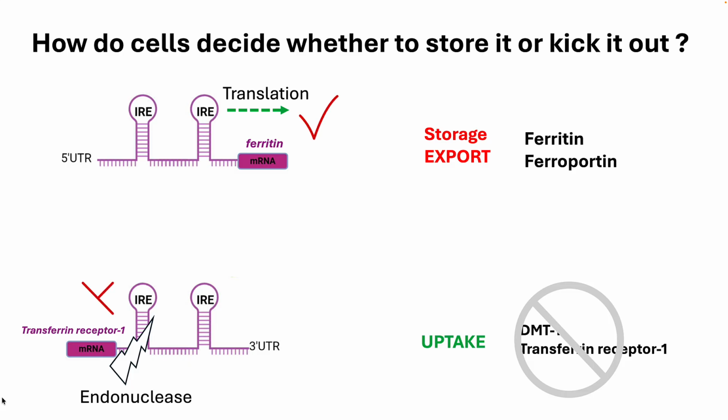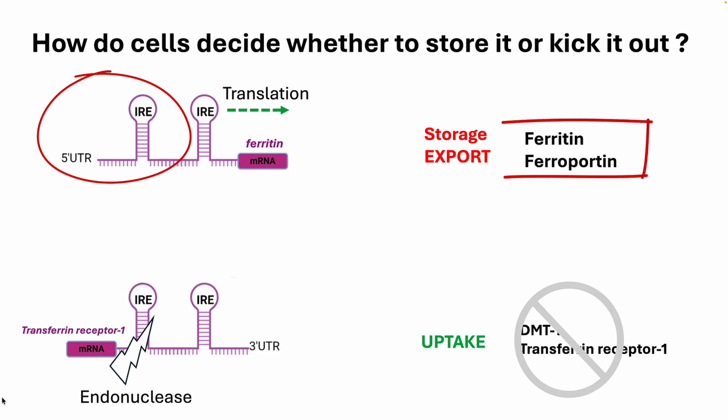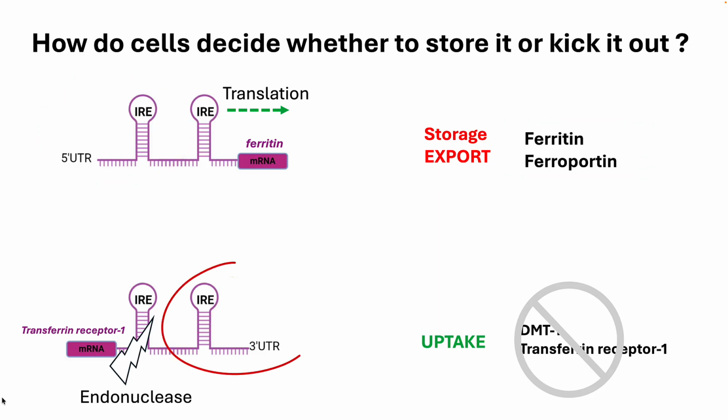Presence of IRE on the mRNA of these proteins can either continue translation or give signal to destroy it. And these choices depend on location of IRE on the mRNA. So let's understand this in detail. If the iron-responsive element is at 5' end of the mRNA, translation proceeds without problem. These are the mRNA of ferritin and ferroportin. If the iron-responsive elements are at 3' end of mRNA, endonucleases will destroy them. And these are mRNA of transferrin receptor and DMT1.